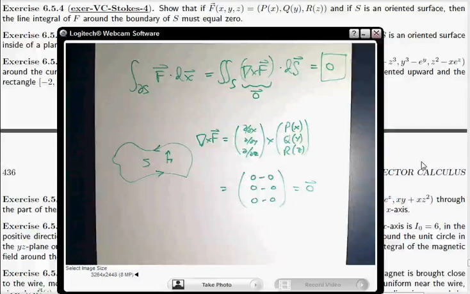So this is actually not as general of a fact as you might, on first inspection, think. Because this is only in a very special case that the components depend only on certain variables.